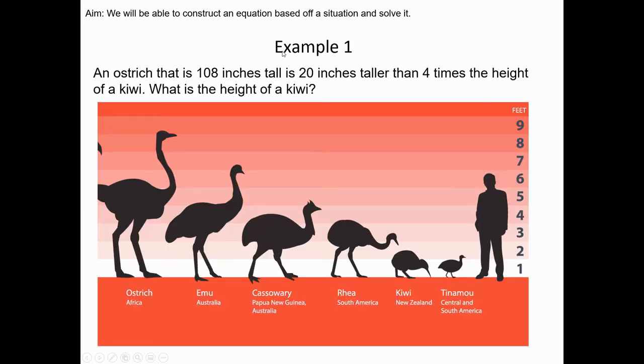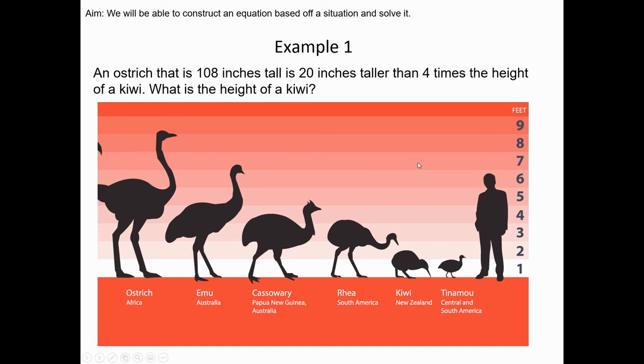We are told an ostrich that is 108 inches tall is 20 inches taller than 4 times the height of a kiwi. What is the height of a kiwi? Now, we're not talking about the fruit, guys. Look at this wonderful picture right here. This majestic ostrich found in Africa is over 8 feet tall. That is one tall bird. It's taller than everyone in this class. And the kiwi is this little guy right here, very cuddly, also very small. So this is what we're trying to compare right here.